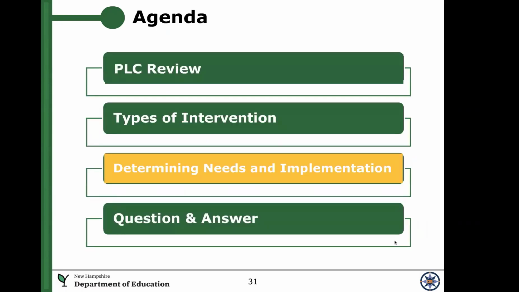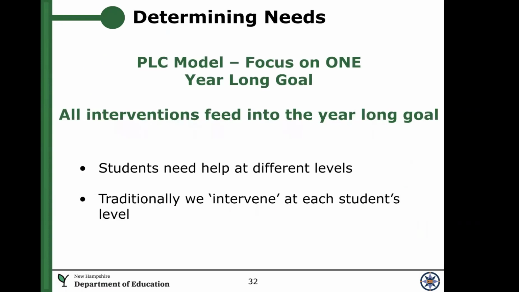Now we're looking at determining the needs and implementing some sort of intervention. When we're determining our needs within that PLC model, we're going to focus on one year-long goal. A lot of times when folks do interventions, and I have been there as well, they look at the unit that they're working on right now and figure out all of these interventions, and then they're doing that. Some kids still aren't getting it, but now they've moved on to another unit. So we're spinning our wheels trying to figure out interventions for our current unit, and it goes on and on and on.